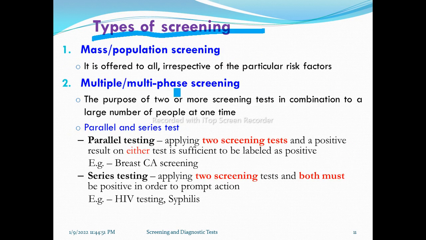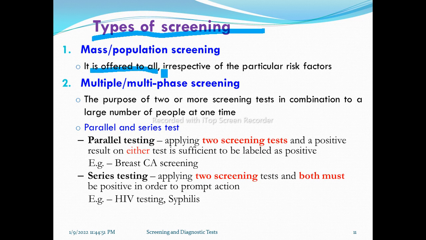So we can say 4 types of screening. Screening can be single phase or multiple phase, can be at single level or at population level. So types of screening, the first one is mass or population screening.